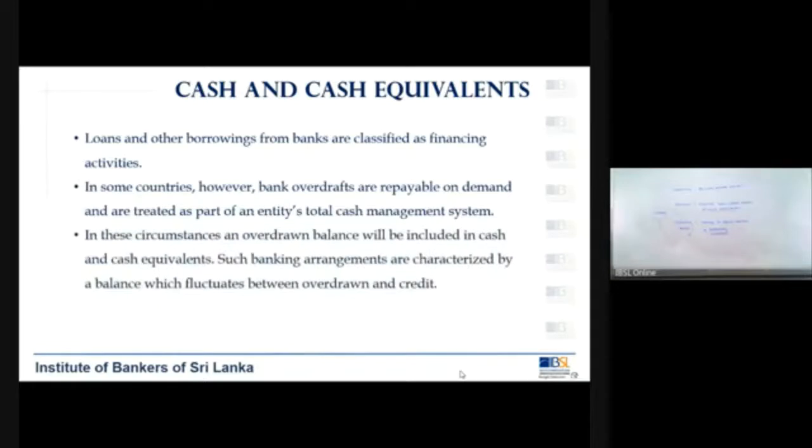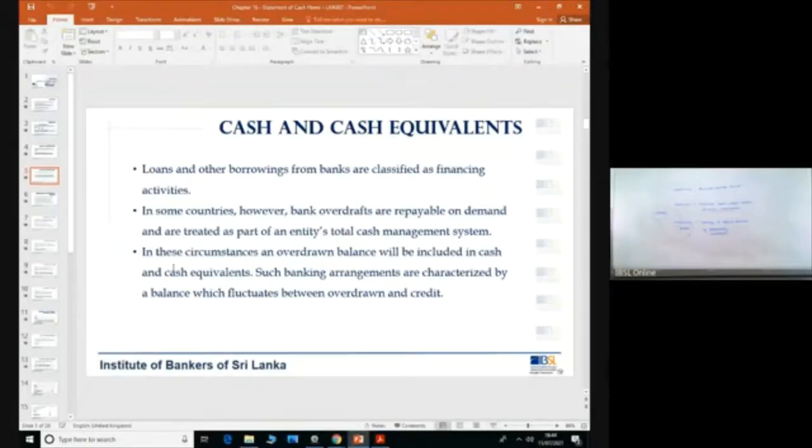So we also looked at, when you say cash, it is the physical cash and the demand deposits. Now, when you say demand deposits, what does it mean? There could be a savings account. There could be current accounts as well. Right. Now, suppose there is a current account.